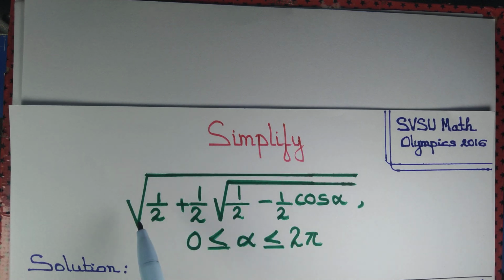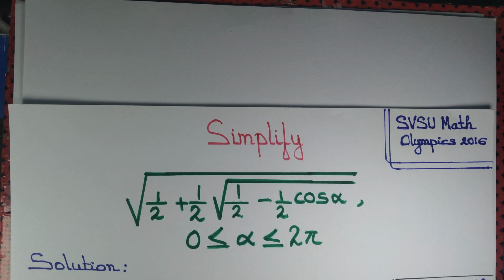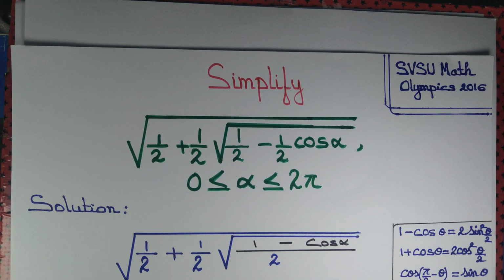Let us simplify the expression square root of half plus half of square root of half minus half of cos alpha, alpha varying from 0 to 2 pi. So we want to simplify this expression. We need a couple of identities.